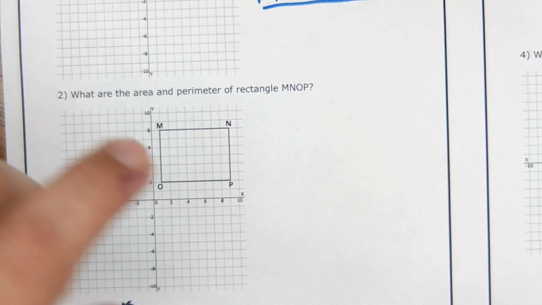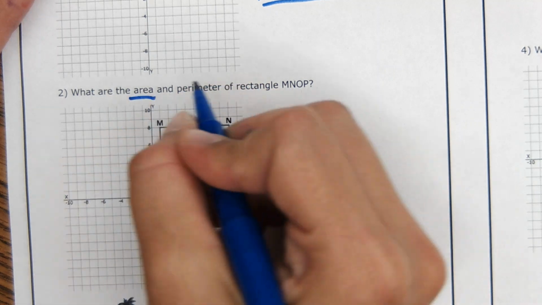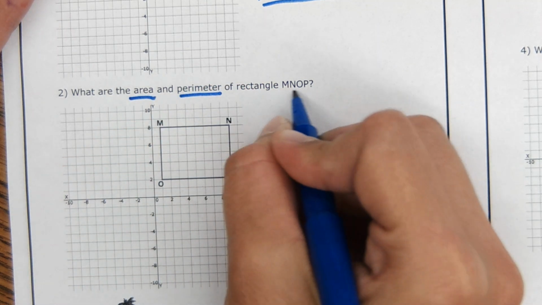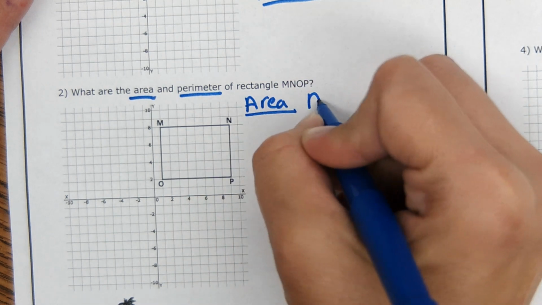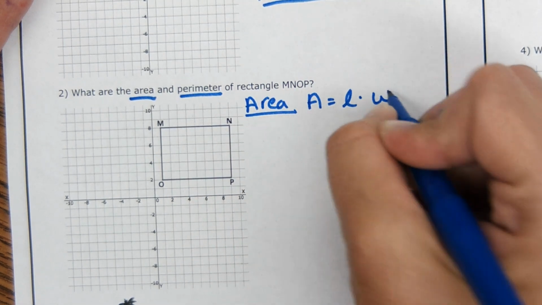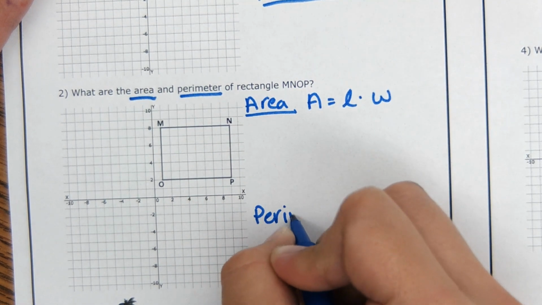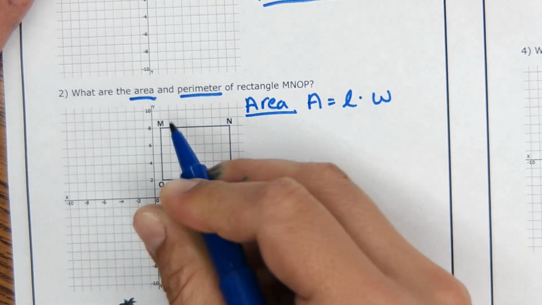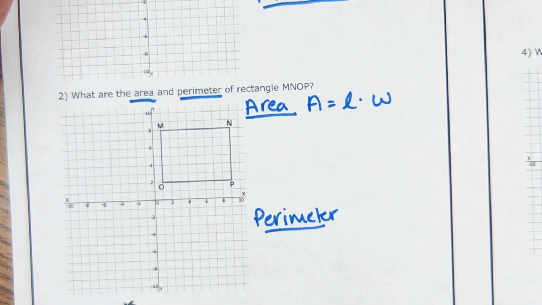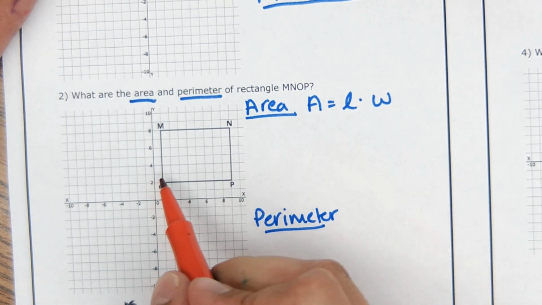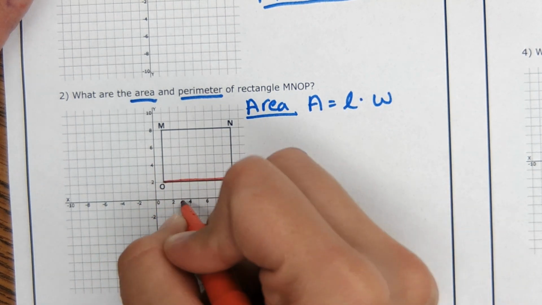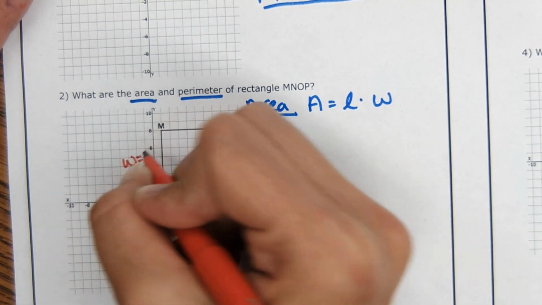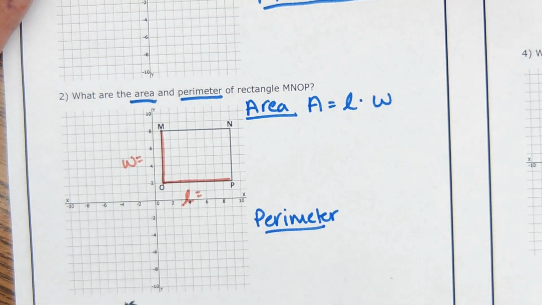For this one right here, it says, what is the area and perimeter of rectangle MNOP? So we're gonna find the area of a rectangle, which is length times width, and then perimeter, which you add up all the sides. For the area equation, I need to determine what the length and the width is. So we'll call this the length, and then we'll find the width as well.